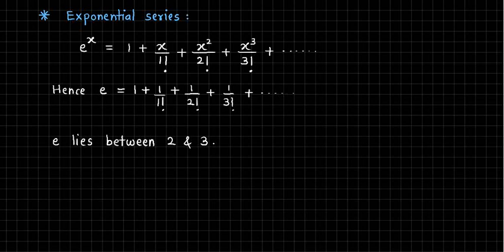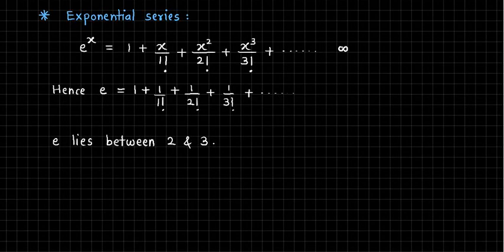Now let us study a very important series in mathematics, which is the exponential series, and it is nothing but the expression for e raised to x, that is given by 1 plus x upon 1 factorial plus x square upon 2 factorial plus x cube upon 3 factorial and so on. So basically this series goes on for infinitely many terms, that is, an unending series.